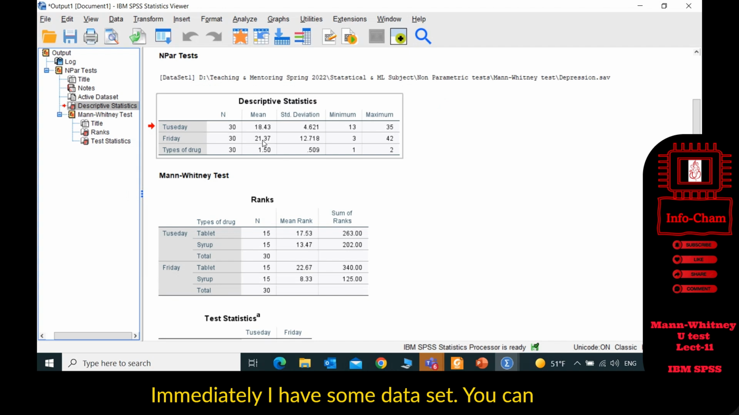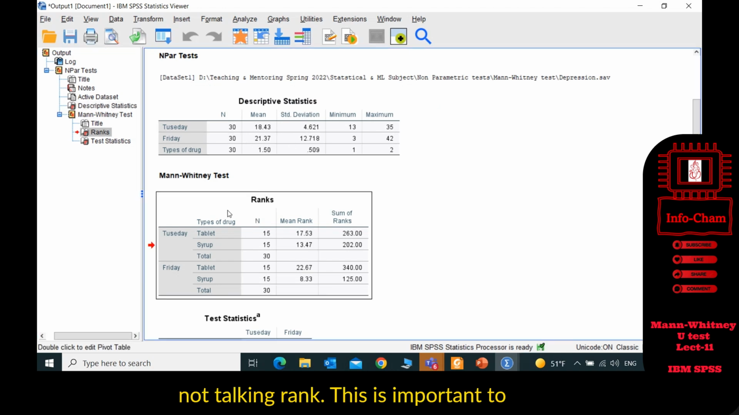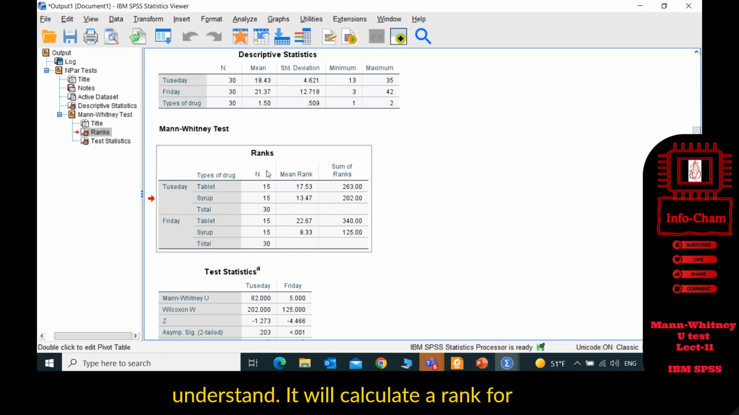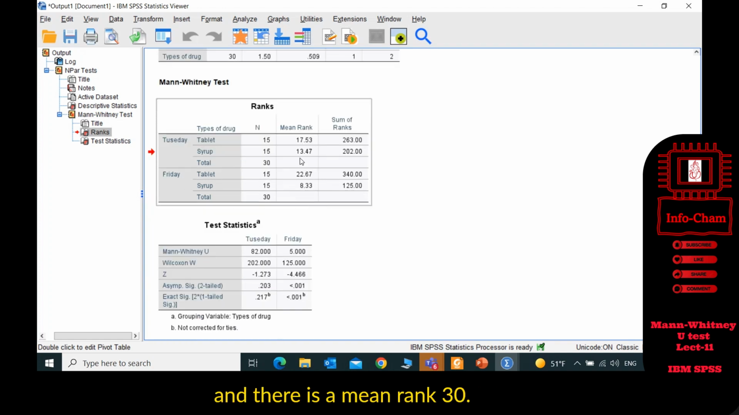Immediately I have some data set. You can see descriptive statistics, we are not talking about rank. This is important to understand. It will calculate a rank for us. So Tuesday group, there are 15 participants. This is a mean rank 17, and syrup there is a mean rank 30. So by visual we can see there is a difference.